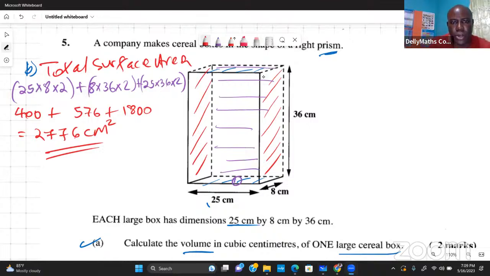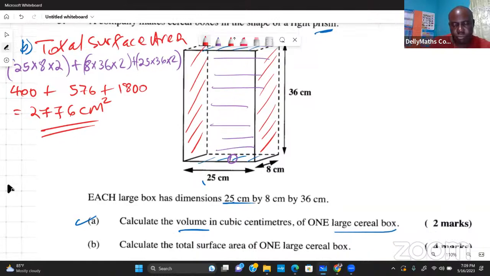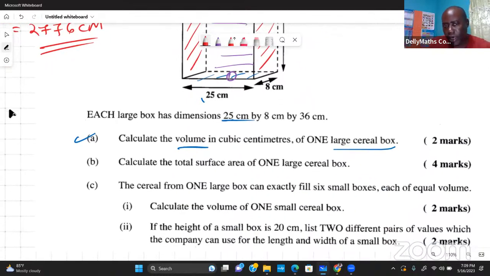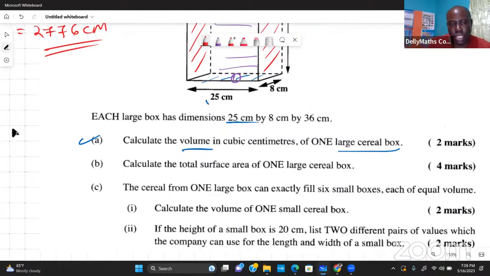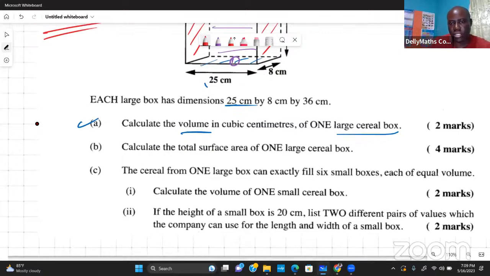All right, are we good there? All right, so the total surface area, we have that. Calculate total surface area of one large cereal box, 1.